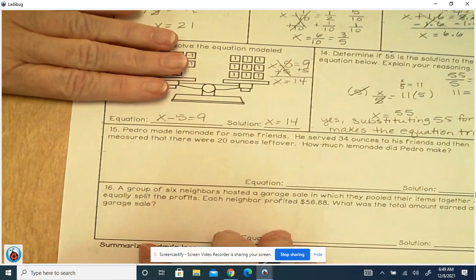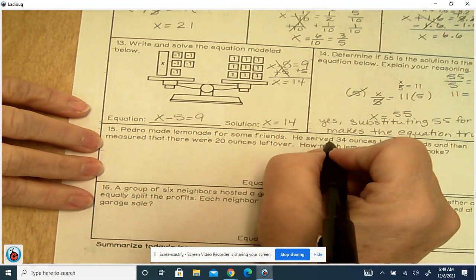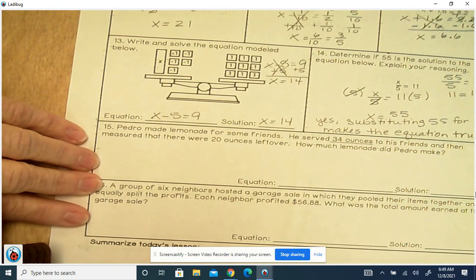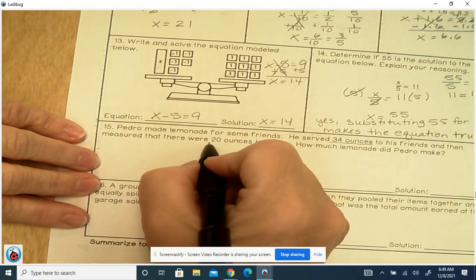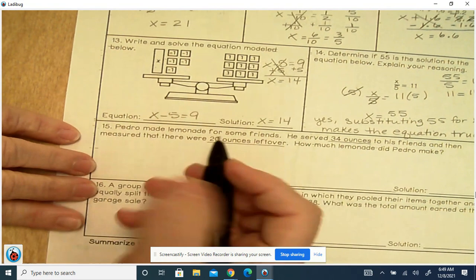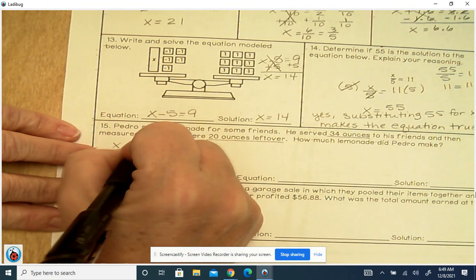Number 15, you've got to write the equation from a word problem. Pedro made lemonade for some friends. He served 34 ounces to his friends and then measured that there were 20 ounces left over. How much lemonade did Pedro make? All right, so we don't know what he made, so that's going to be x.